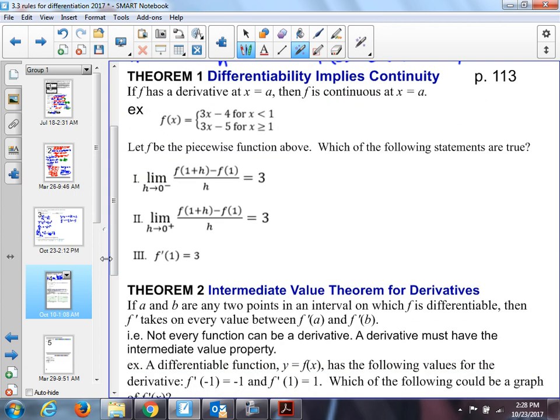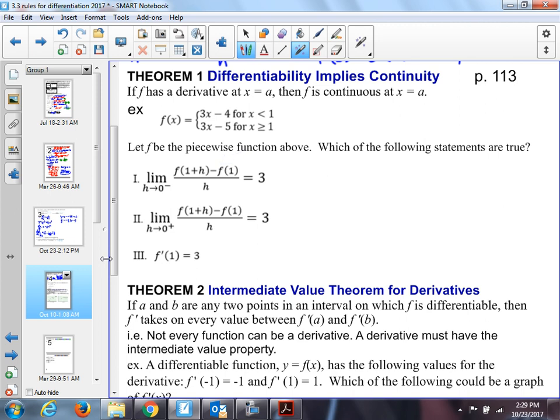Okay. So example. Here's this piecewise function here. Let f be the piecewise function above. Which of the following statements are true? Now, what does this look like? What's this limit part look like? Looks like the definition of a derivative, doesn't it?